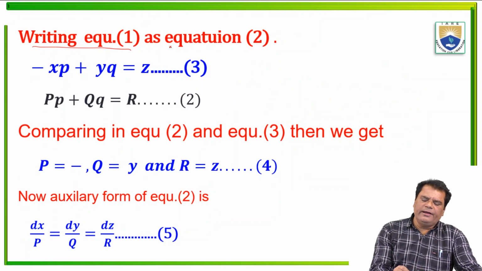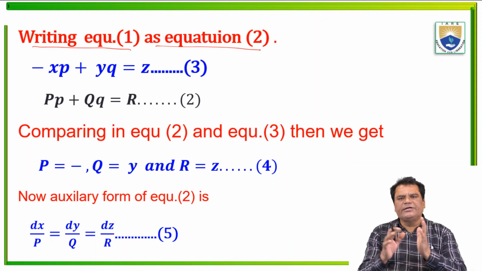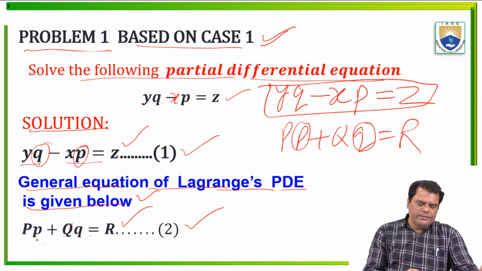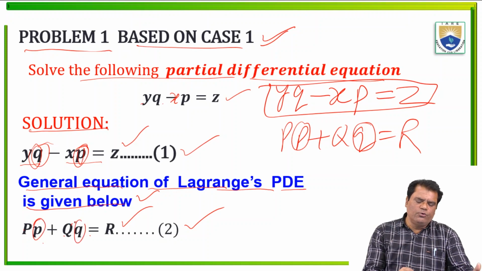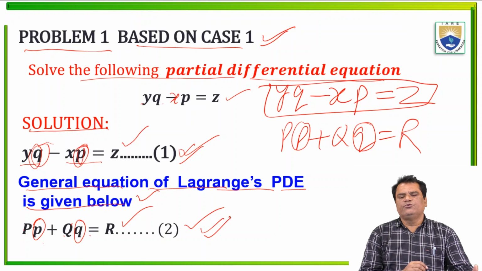Writing equation 1 as equation 2. What is changing in equation 1 and 2? In equation 1, there is Q first and P last, and in equation 2, P first and Q last. So, the given question is written as equation 2.